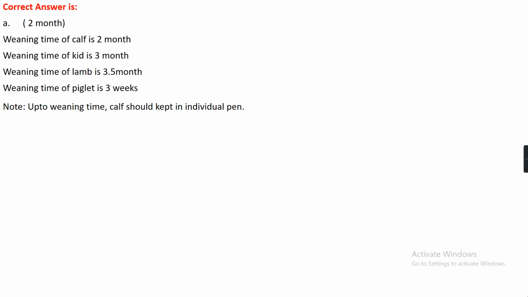Since weaning means a process in which we separate the calf or newborn from the milk of the mother and start them on another feed. The weaning time of calf is 2 months, weaning time for kid is 3 months, and weaning time of lamb is more than that of kid, that's 3.5 months. And weaning time for piglet is when the piglet is 3 weeks old. During weaning time, the newborn should be kept in an individual pen.